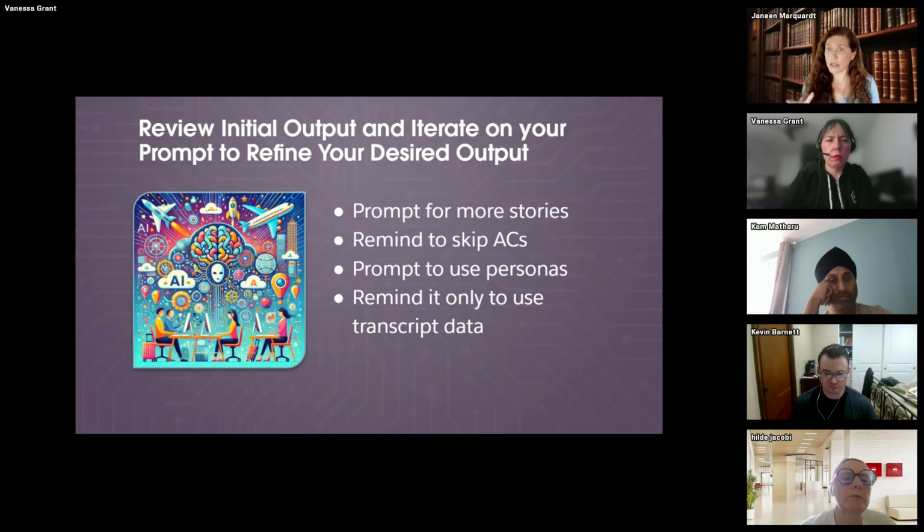And then what you're going to do is take a look at what that output looks like. Does this look like what I'm expecting? Am I getting enough user stories? Like, if you put in 20 pages of transcript and you get 10 user stories, you're going to be like, are there more? Did you get acceptance criteria when you didn't want it? Did you not get it when you did want it? Did it use the personas you're expecting? When you're spot checking, are you seeing that it's using something that doesn't look like transcript data specifically?